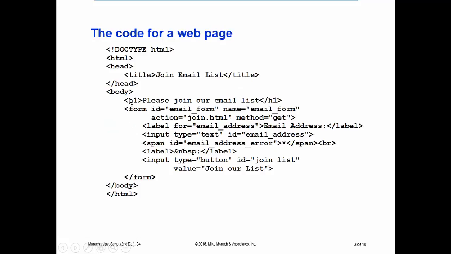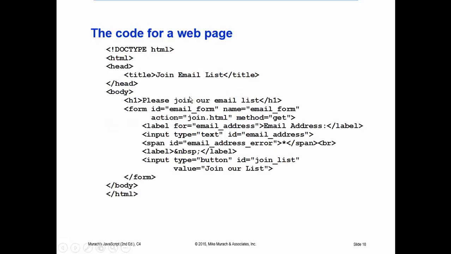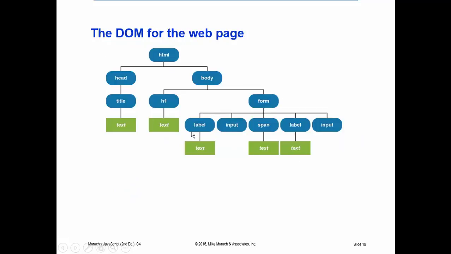And if we look in our body, we've got an H1 tag, we've got a form tag. That's really what's right in there. Those are the direct descendants: an H1 tag and a form tag. That H1 tag just has text in it, so you see that.